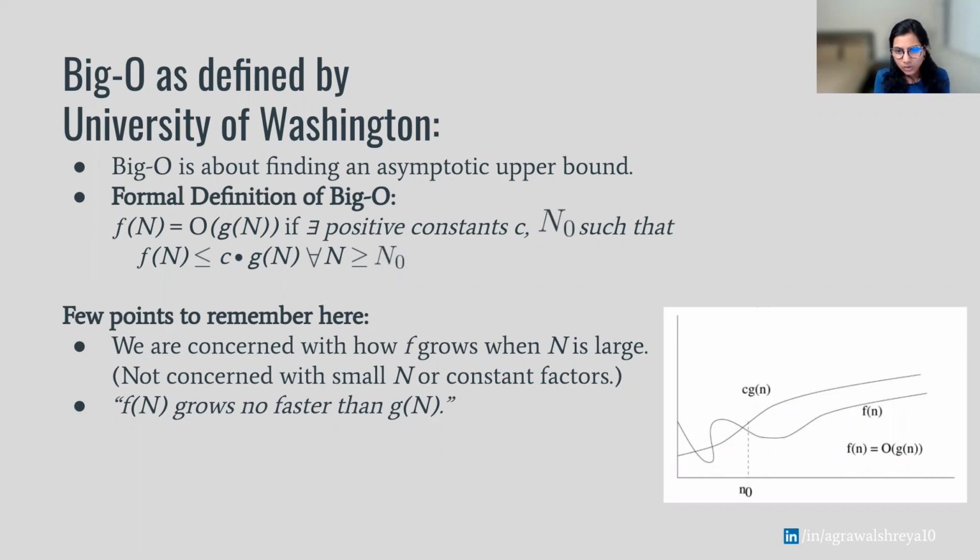F of n will have more values than G of n, is that right? Yes, because in G of n, we are dropping the constants. So it is not like having more values. Don't focus on the number of values, more values or fewer values.